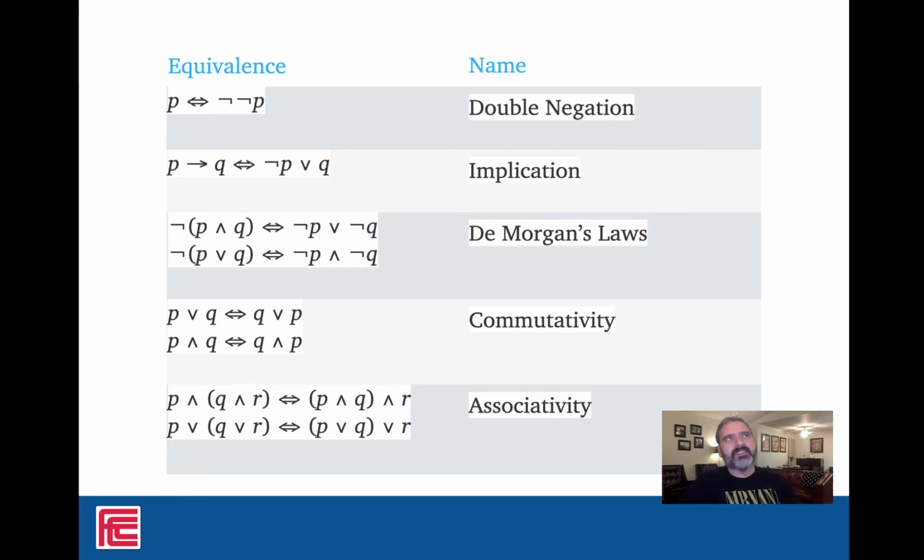And then associativity is kind of like that. If I have P and Q and R, and they're all ands, I can put those parentheses wherever I want. I can put them over the first pair or the second pair. It means the exact same thing, so long as they're all connected by ands or they're all connected by ors. That works. If you have a mix of ands and ors, you can't do it.